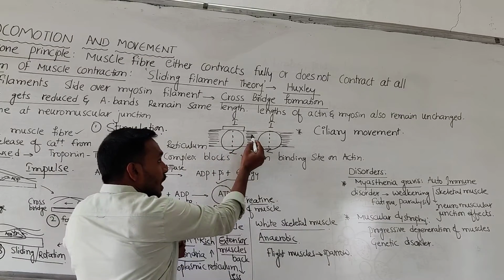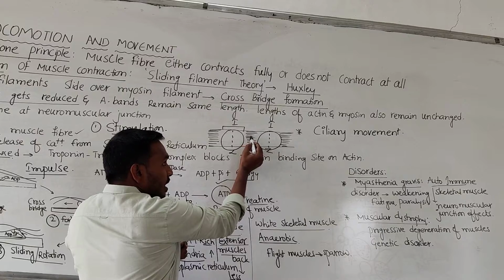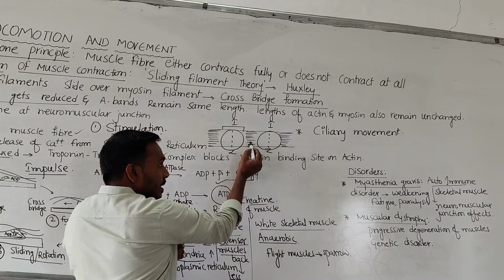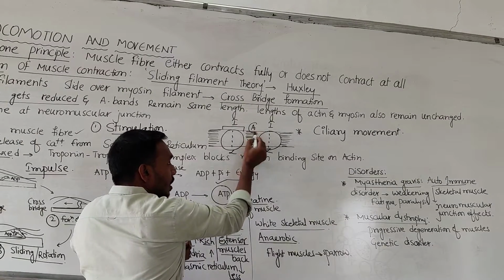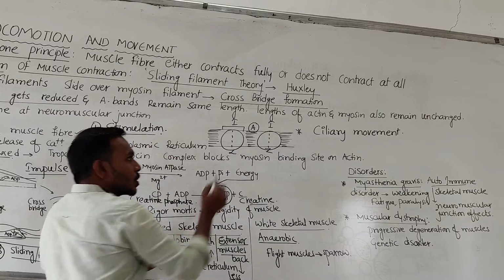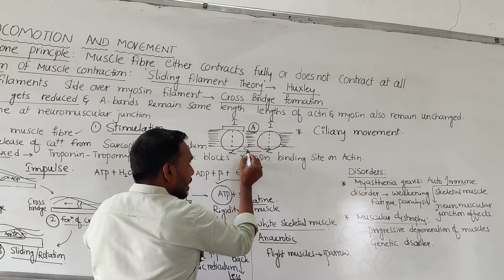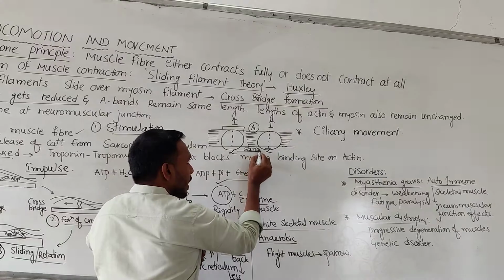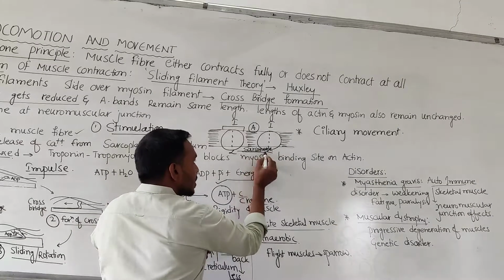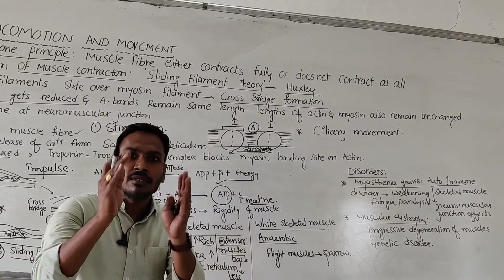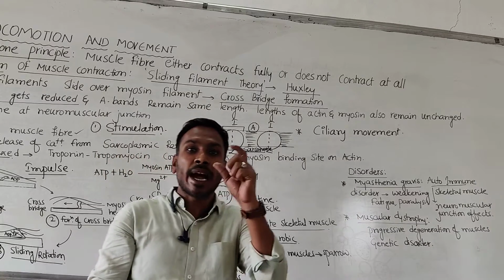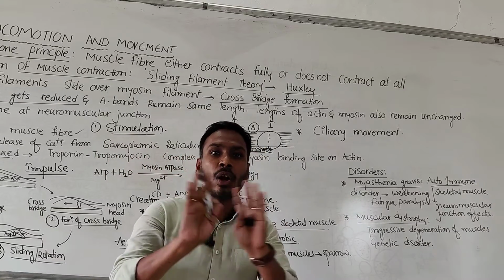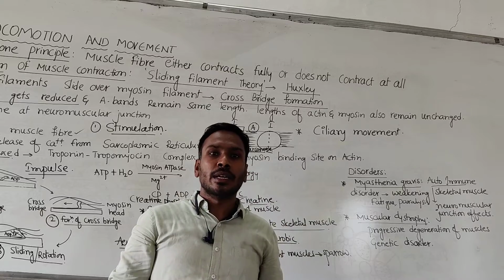Whereas the actin proteins and myosin proteins are present in the A band, which is not altered. So the sarcomere region present between two successive Z lines will get altered. That means the I band will get altered, but the A band will not get altered.